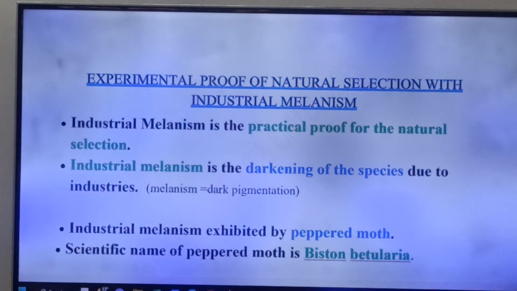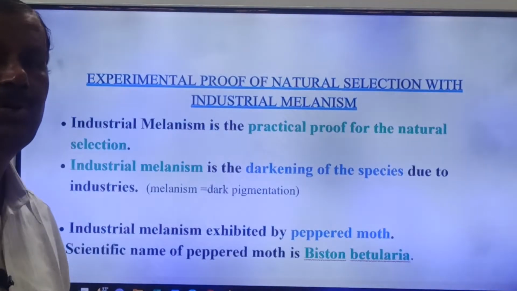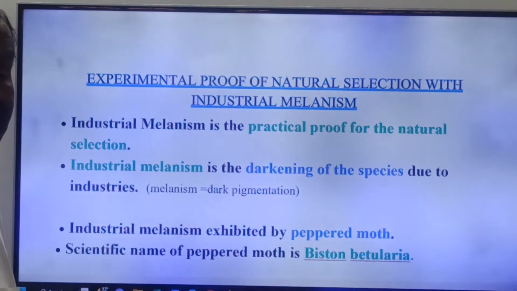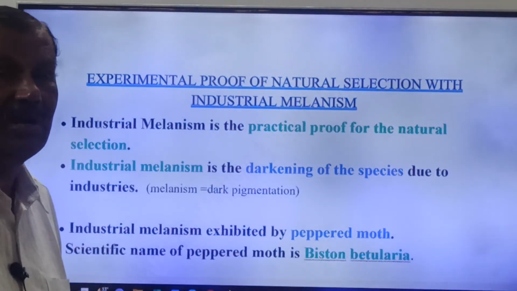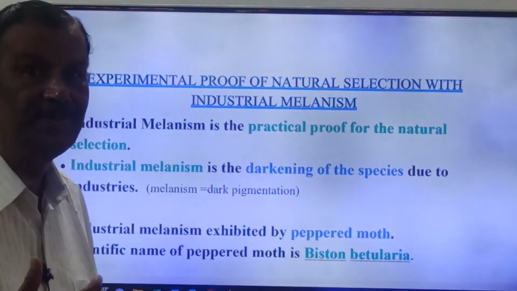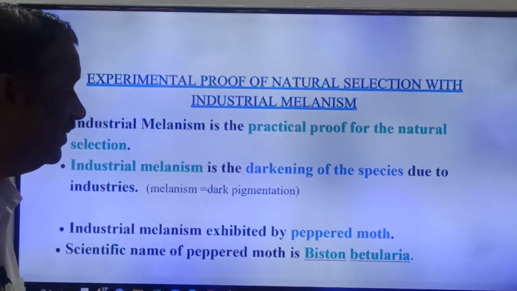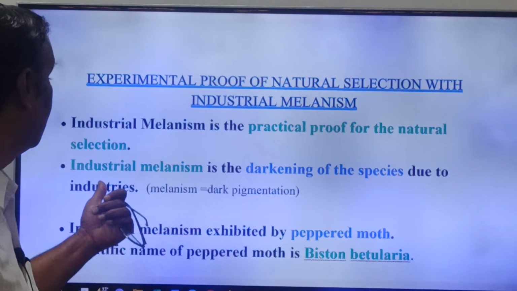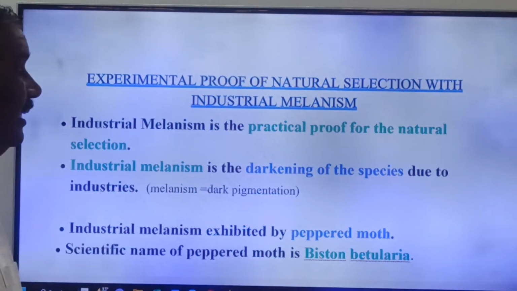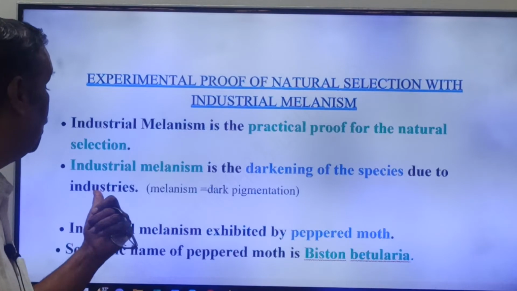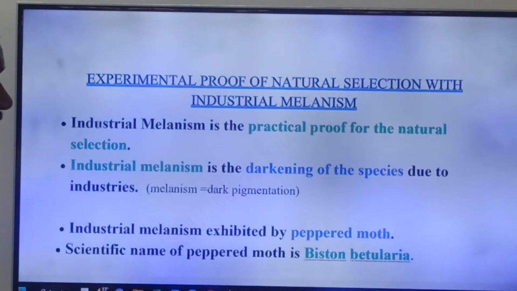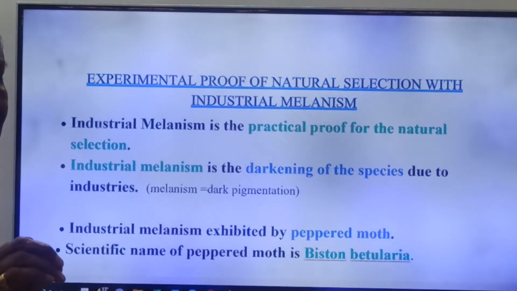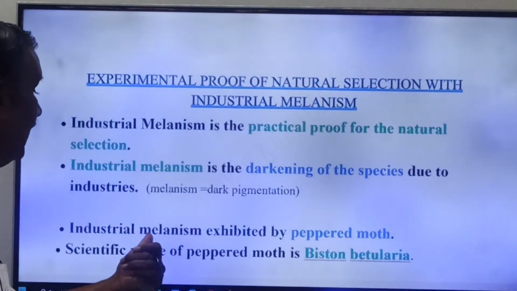See, earlier to industrial revolution, there was no soot on the trees, friends. There was no smoke, there was no pollution. But when the industrial revolution started, soot or smoke was released by the industries. Due to that, what happened, friends? The skin color of the species became dark. That is called melanism. So industrial melanism is the darkening of the species due to industries. See, friends, melanism means dark pigmentation. Dark pigmentation is called melanism.